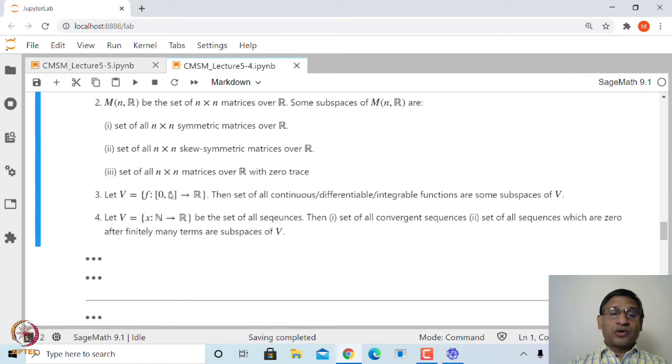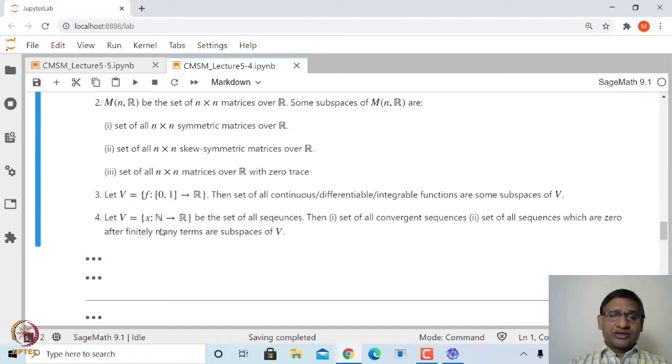Similarly, if you look at the set of all functions from, let us say, the closed interval 0, 1 to R, call it V, this is a vector space over R. For example, if you restrict to only continuous functions, that's a vector subspace of V. Similarly, the set of all differentiable functions from 0, 1 to R is a vector subspace. The set of all integrable functions is a vector subspace. In fact, the set of functions which vanish at some point, let us say at 0, will also be a vector subspace of V.